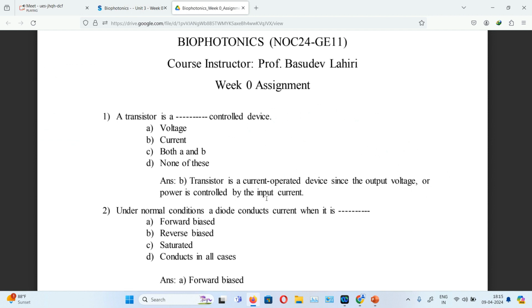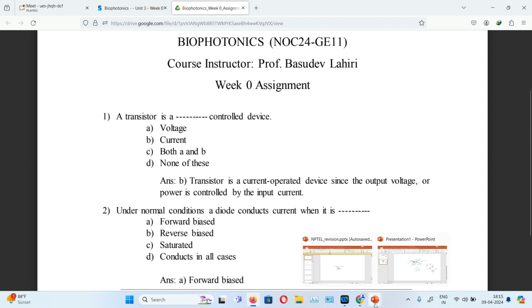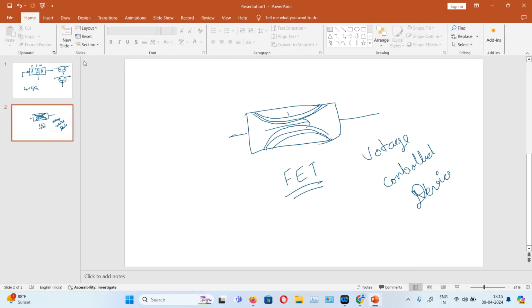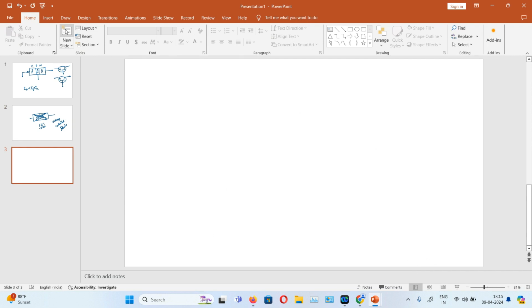Under normal condition, a diode conducts current when it is forward biased, reverse biased, saturated, or conducts in all cases. That also we already discussed here, so this will go a bit faster. A diode will have a junction, so that is called a junction diode.